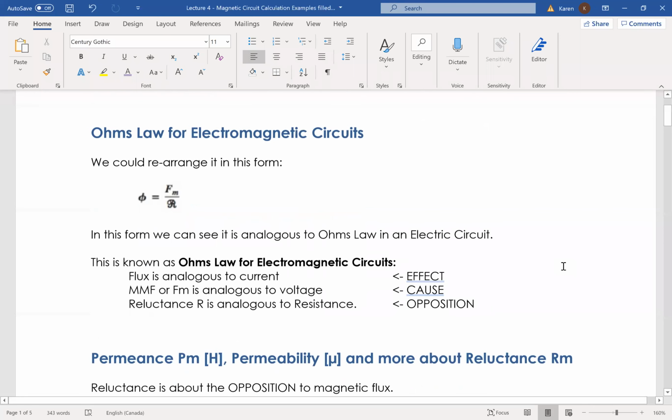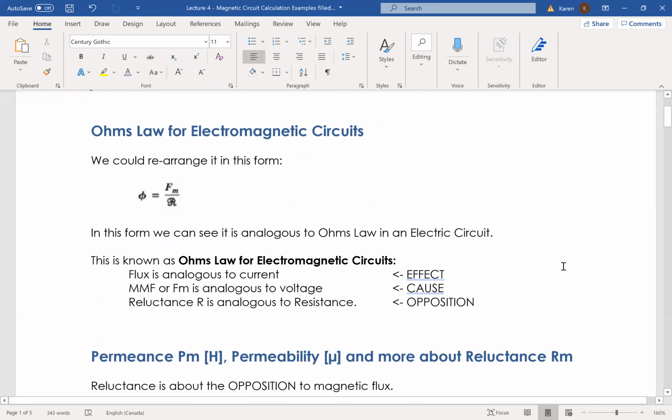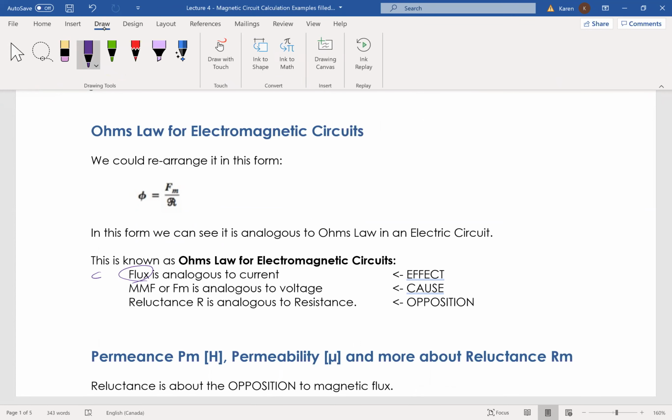So we talked about a few parameters already, a few of our equations for magnetic circuits, a few of our variables that define how a magnetic circuit works. We talked about flux. Flux, we give it this symbol, which is a capital phi, and flux is a count of the number of lines of magnetic fields. And flux is kind of like current. It's kind of like the effect in an electric circuit, and this is the effect that happens in a magnetic circuit.